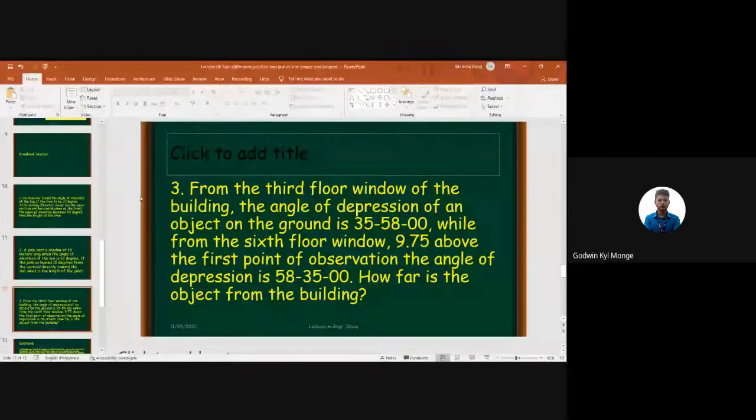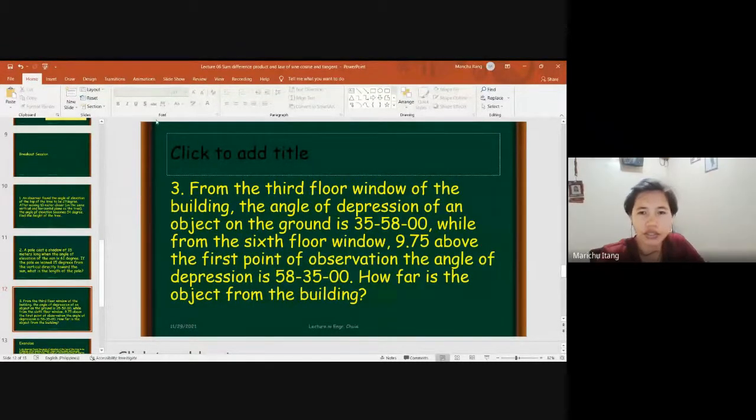From the third floor window of the building, the angle of depression of an object on the ground is 35 degrees 58 minutes 00 seconds, while from the sixth floor window, 9.75 above the first point of observation, the angle of depression is 58 degrees 35 minutes 00 seconds. How far is the object from the building?